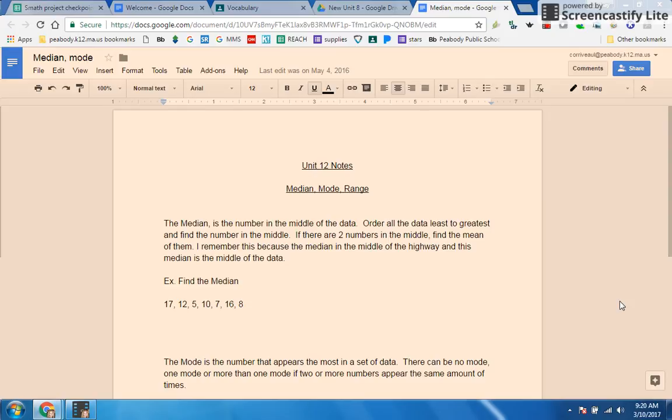Today we're going to do median, mode, and range. I think these are a lot easier and faster to calculate. That's why I'm doing 3 in one day.